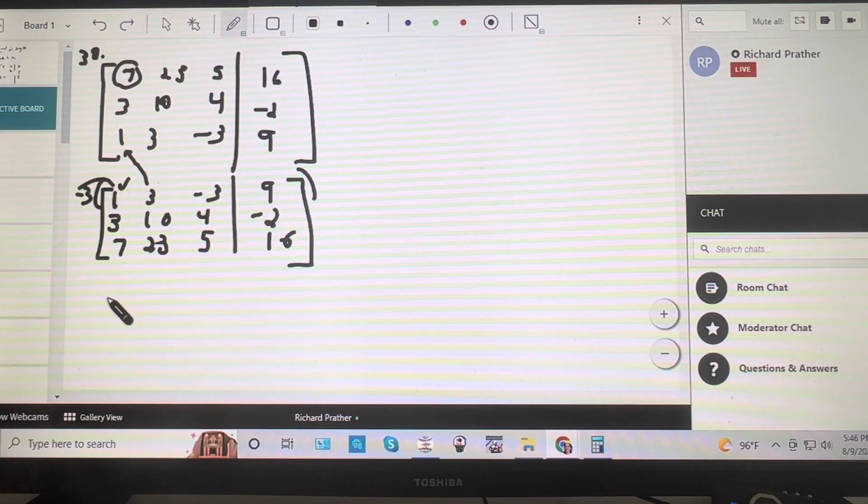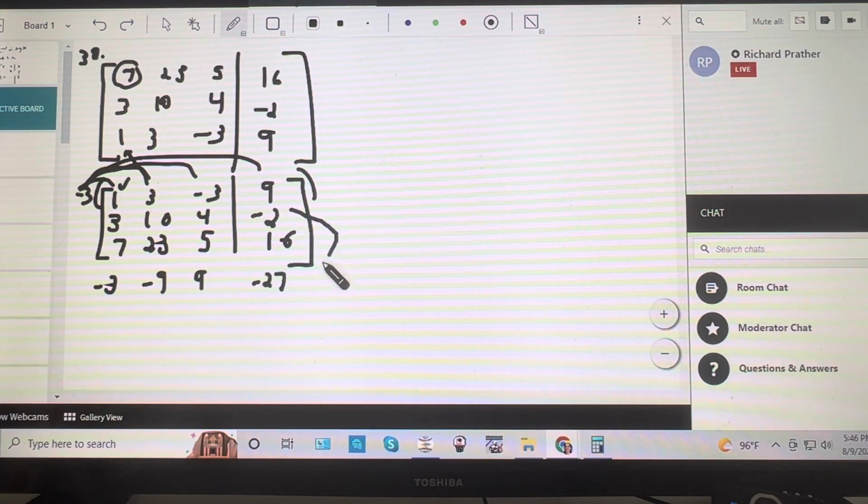Negative 3 times 1 is negative 3. Negative 3 times 3 is negative 9. Negative 3 times negative 3 is positive 9. Negative 3 times 9 is negative 27. Add these two together. And this will create a new row 2.